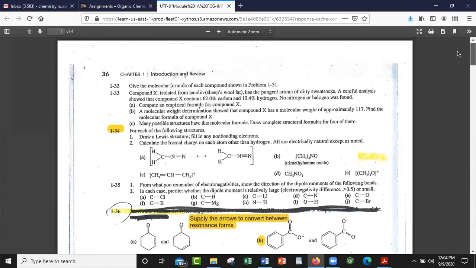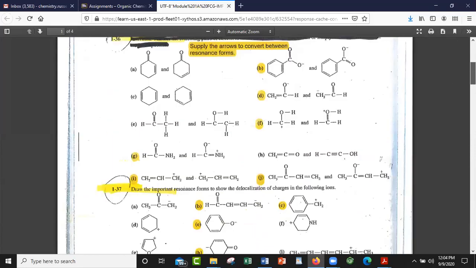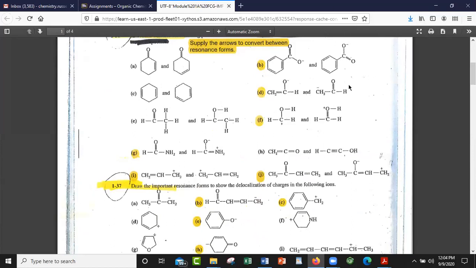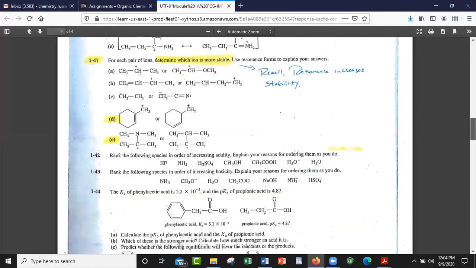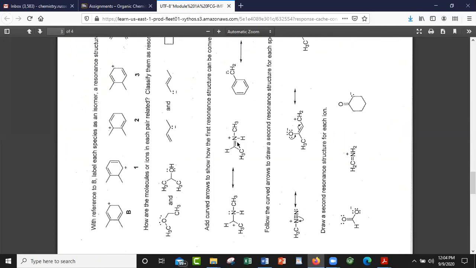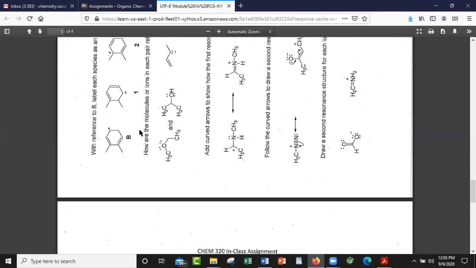All right. So when we were doing resonance, right, we did questions from up here. We did a bunch of these questions, the highlighted questions. And we also did a couple of the questions from here. I know we did here where it says add curved arrows, follow the curved arrows, and then draw a second resonance form. We did those 3, right? And then the other ones we skipped because that was dealing with isomers and we hadn't talked about that yet. So we left that out.